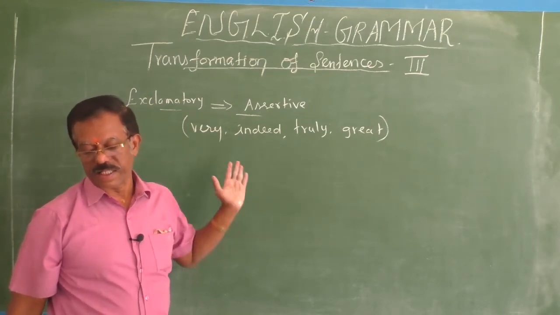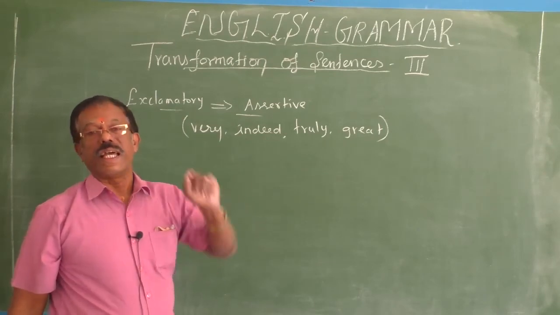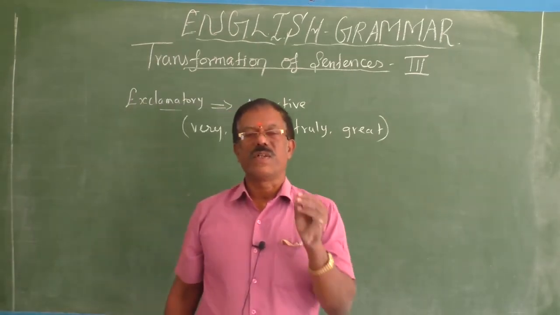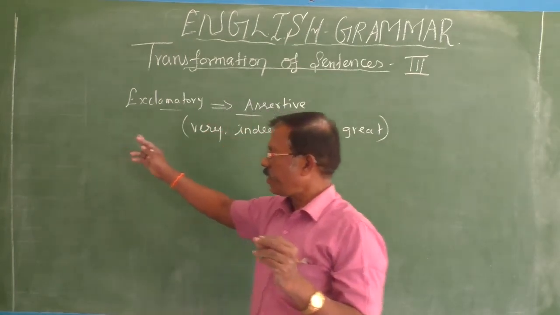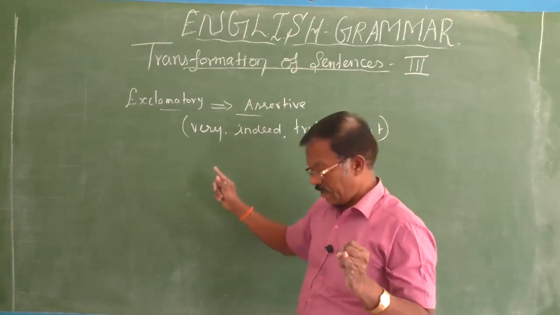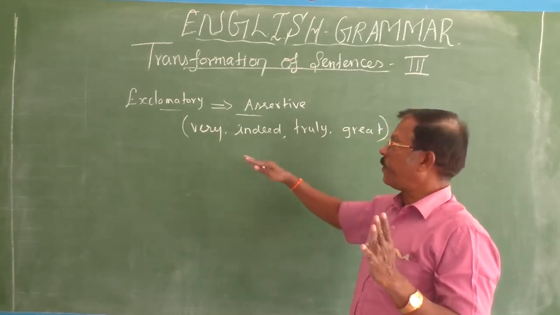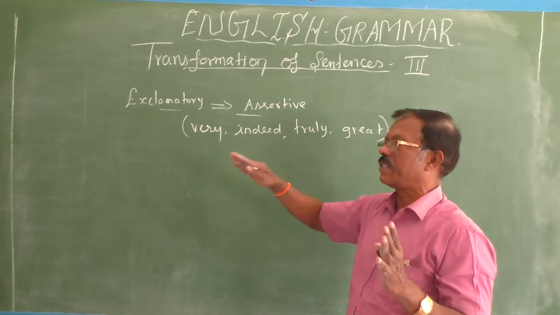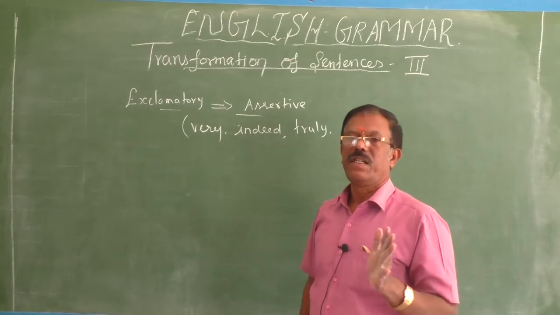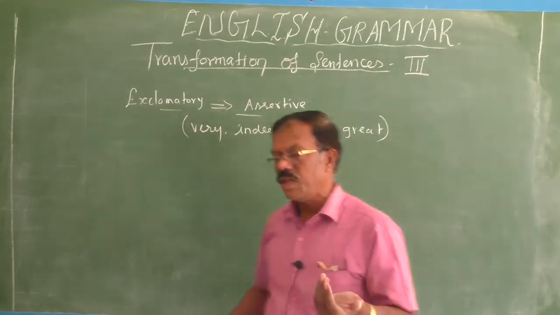In order to change an exclamatory sentence into assertive without changing its meaning, we have to remove the exclamation mark. That's very important. So here I prescribe two rules. First thing, when you change an exclamatory sentence into an assertive sentence, you have to add words like very, indeed, truly, and great. It is optional. It depends upon the structure of the sentence which word you add. Okay, fine, that is one. Second, you have to remove the exclamation mark. So these two rules you have to observe when you are transforming the given exclamatory sentence into an assertive sentence.